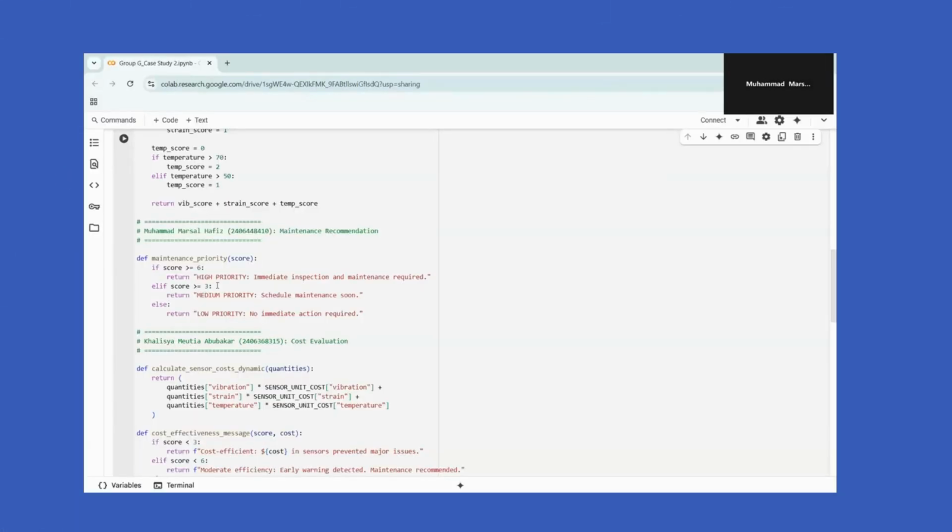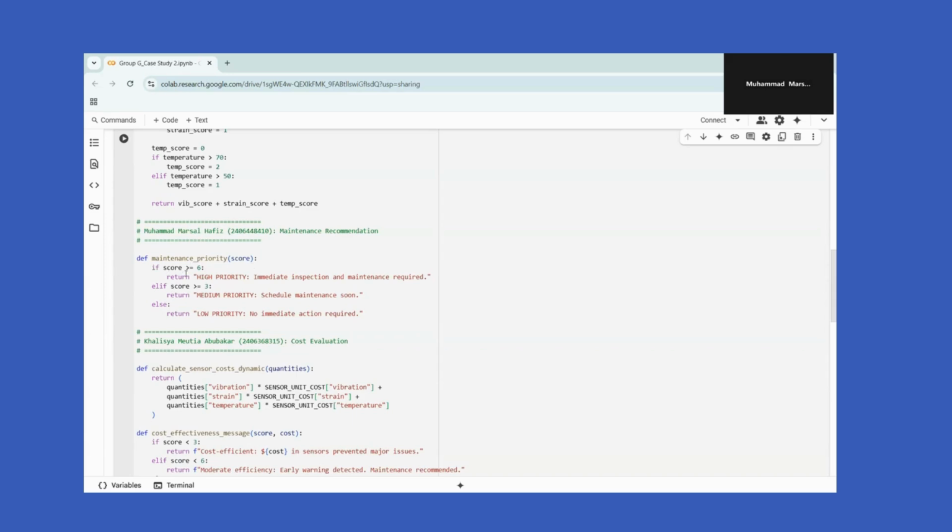Okay, so after we calculate the severity score, we then pass it to the maintenance recommendation part. So here we have defined maintenance priority. This function interprets the score into an action, something that engineers or maintenance teams can use immediately. And the logic is very simple.